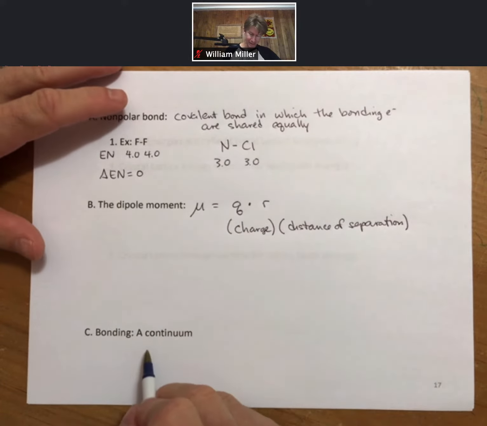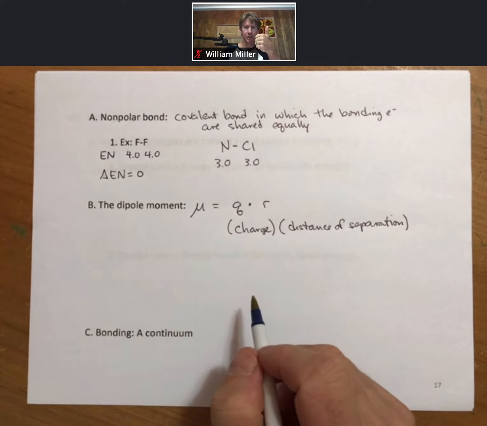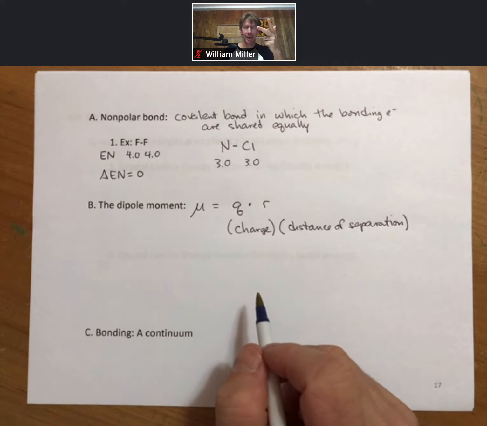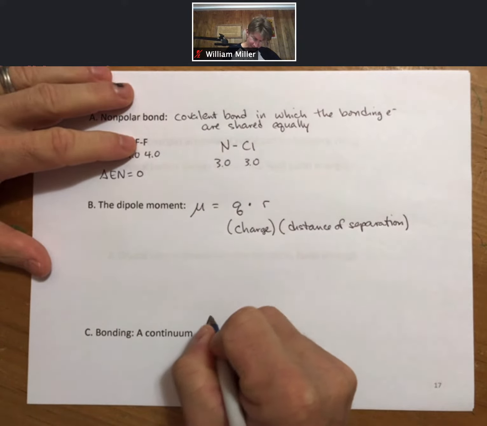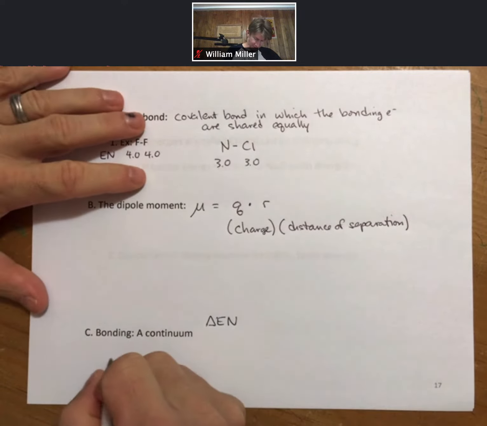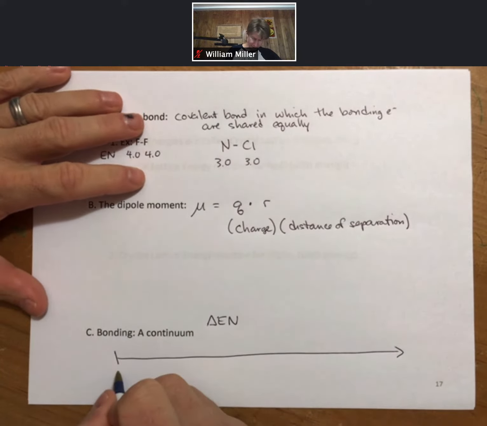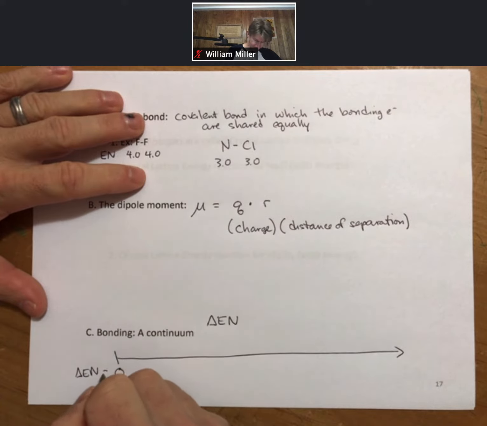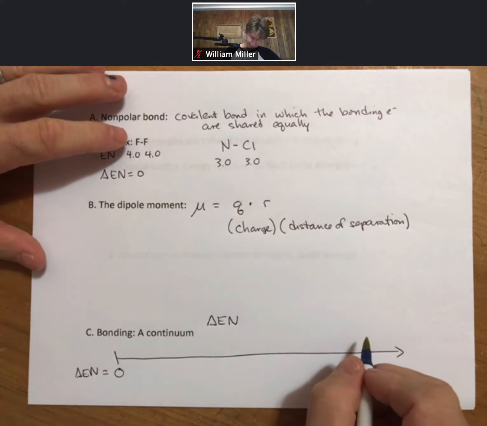Now let's talk about bonding as a continuum. So we've talked about polar covalent bonds, nonpolar covalent bonds, and ionic bonds. And at least one definition of the difference between them is in terms of differences in electronegativity. And if we start here and draw a line, this is going to be a difference in electronegativity of 0. We've said that that is the definition of a nonpolar covalent bond.